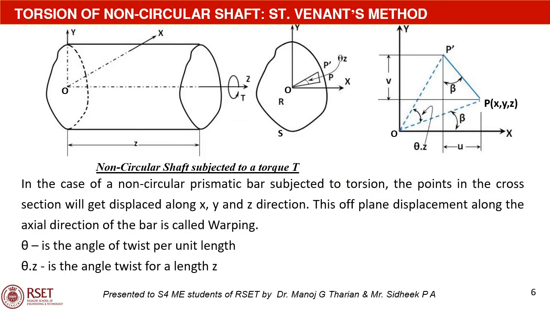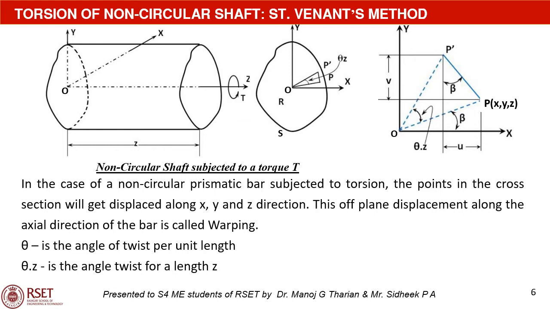Now we will see the Saint-Venant's method for the torsion analysis of non-circular shaft. The first figure shows a non-circular shaft. The origin is fixed at the left end and the z-axis is along the axis of the shaft. The left end of the shaft is fixed and a torque T is applied on the right end of the shaft.